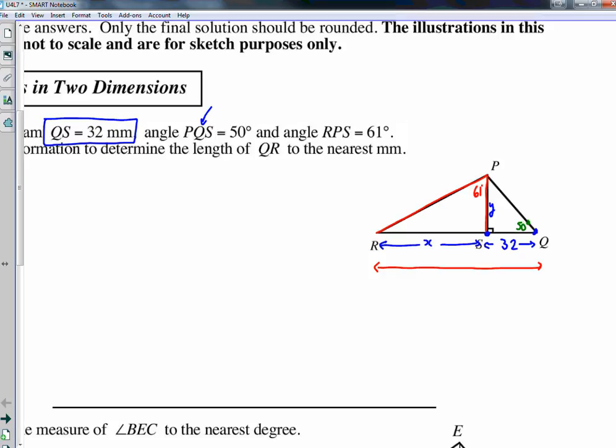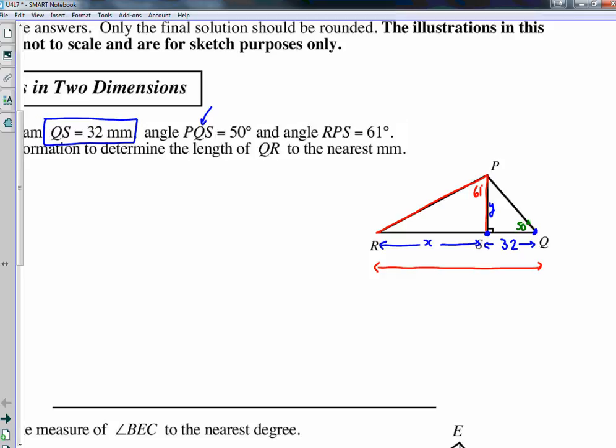So if I knew side Y, then I always need to know 2 pieces of information, right? I need to know 2 sides, or I need to know an acute angle and 1 side in order to solve a right triangle. So if I knew side Y, could I solve for X? Yeah, because I know the 61 degrees. If I knew these 2 pieces of information, I could get that X. So we're going to start by solving for Y.